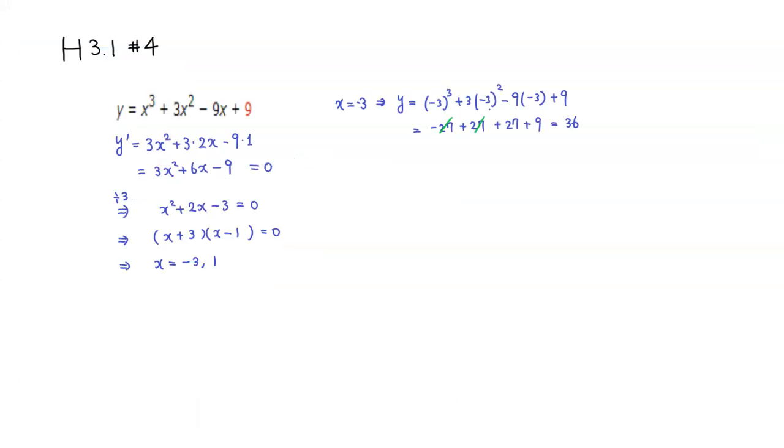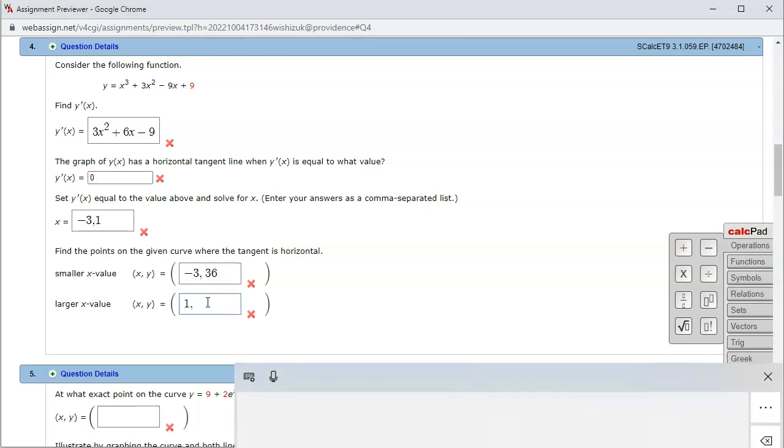Then for x equals 1, the corresponding y value uses the same formula. It's 1 cubed plus 3 times 1 squared minus 9 times 1 plus 9. So 1 cubed is 1, and 3 times 1 is 3, and minus 9 plus 9 cancel out. So 1 plus 3 is 4. We know that the corresponding value for that would be 4.